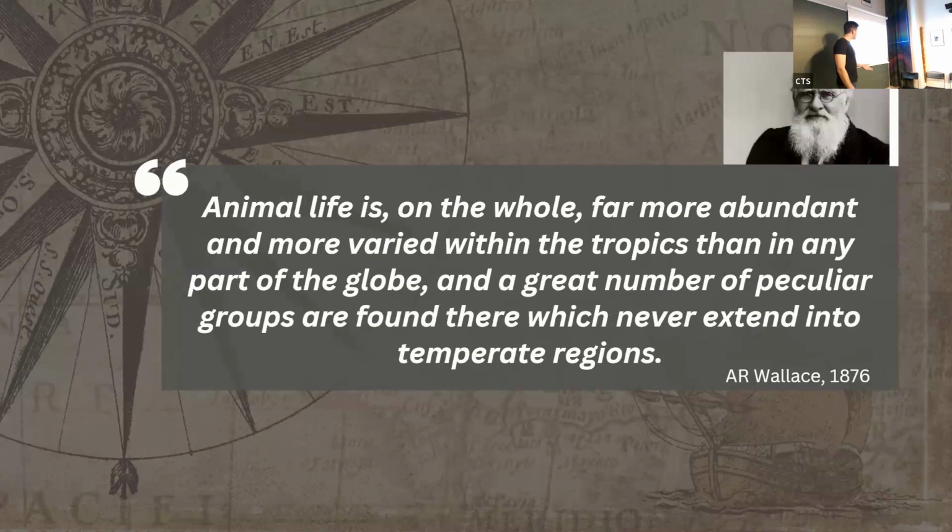A few decades later, also in the 19th century, Wallace, another naturalist who needs no introduction, wrote that animal life is, on the whole, far more abundant and more varied within the tropics than in any part of the globe, and a great number of peculiar groups are found there which never extend into temperate regions.